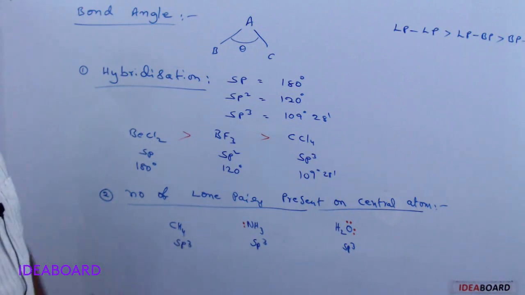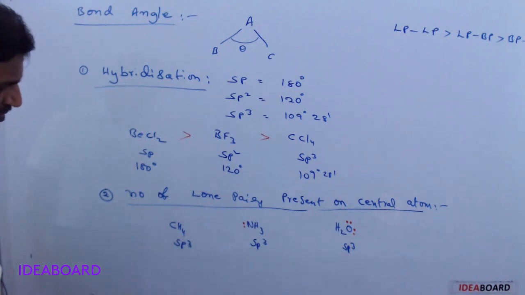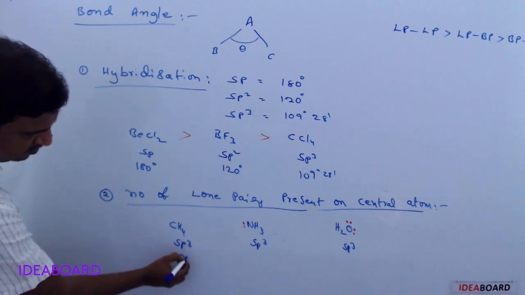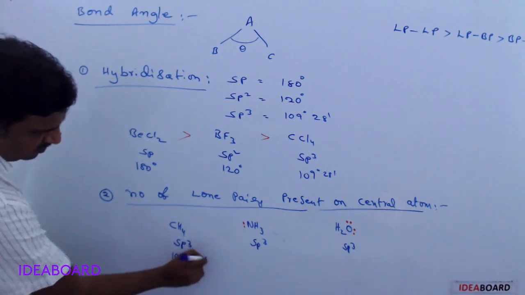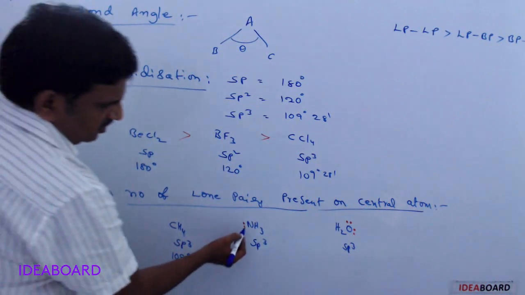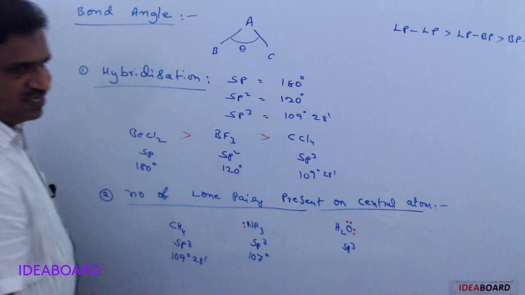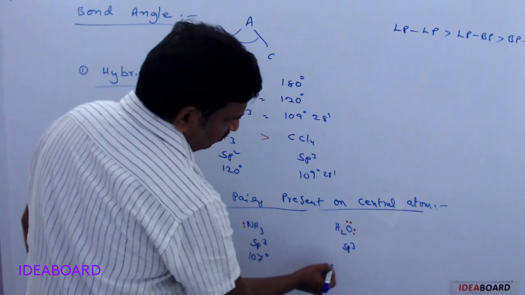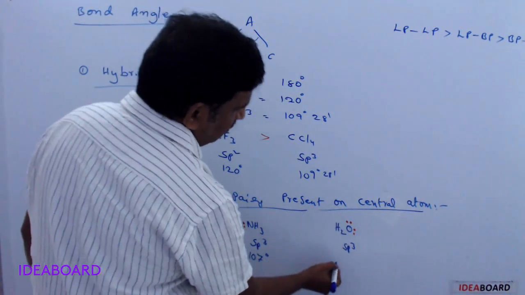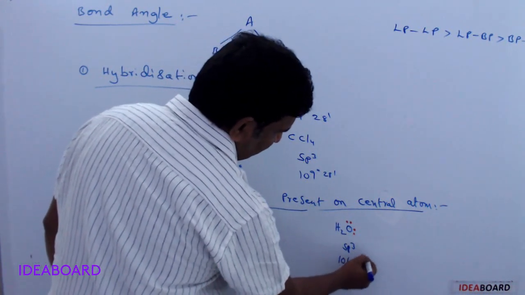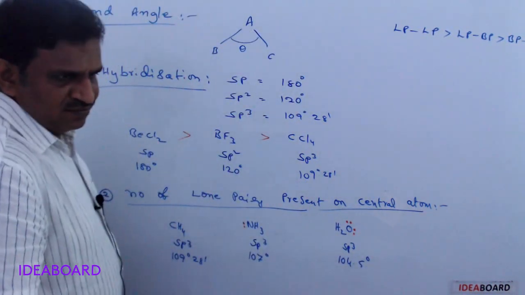The bond angle values change. Here only bond pair repulsions are present, and so it is 109 degrees 28 minutes. Here there is a lone pair-bond pair repulsion, so it has 107 degrees. And here there are lone pair-lone pair and lone pair-bond pair repulsions. Because of this, it has 104.5 degrees.